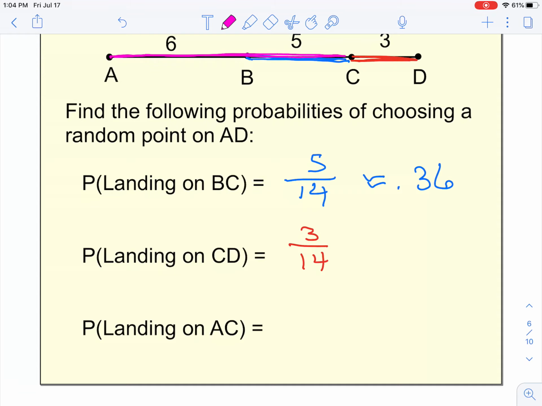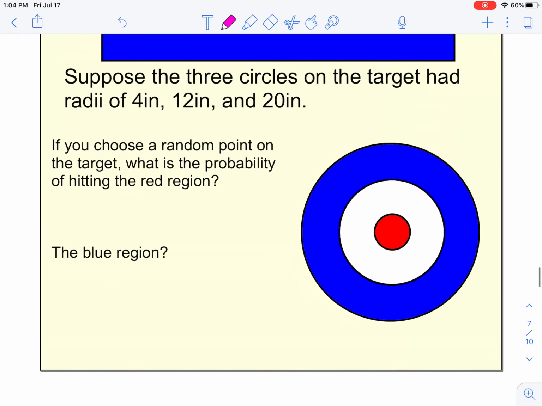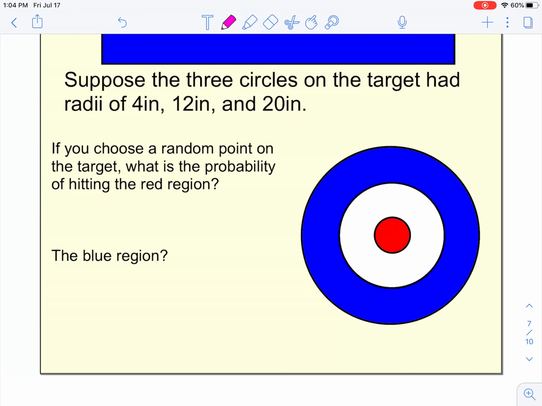And now you try. What is the probability that it lands on AC? So this whole region. And that would be 11/14. Okay, so now we get a little bit more complicated ones, but they're really not bad. I know that you can do these.